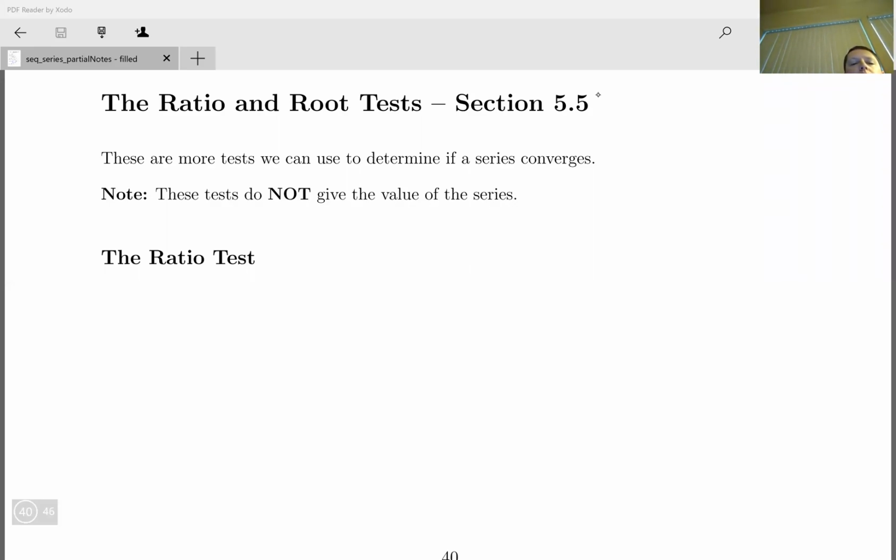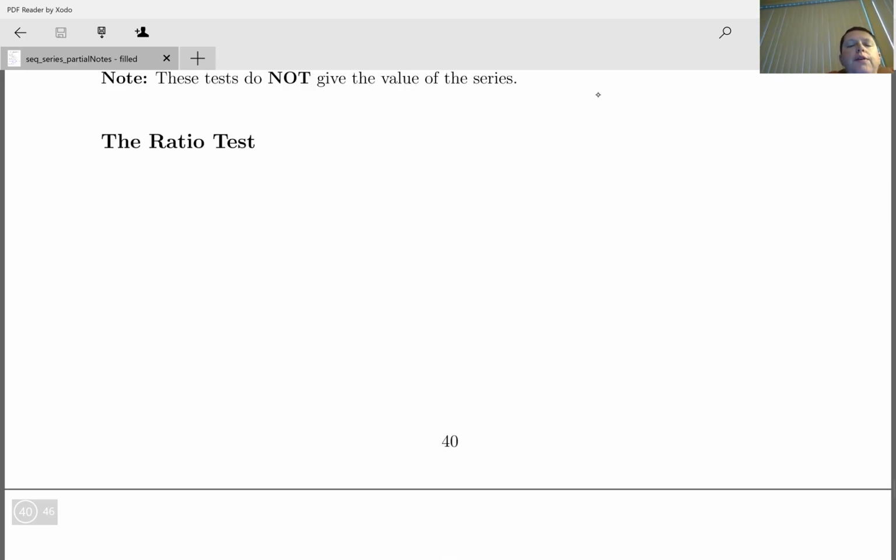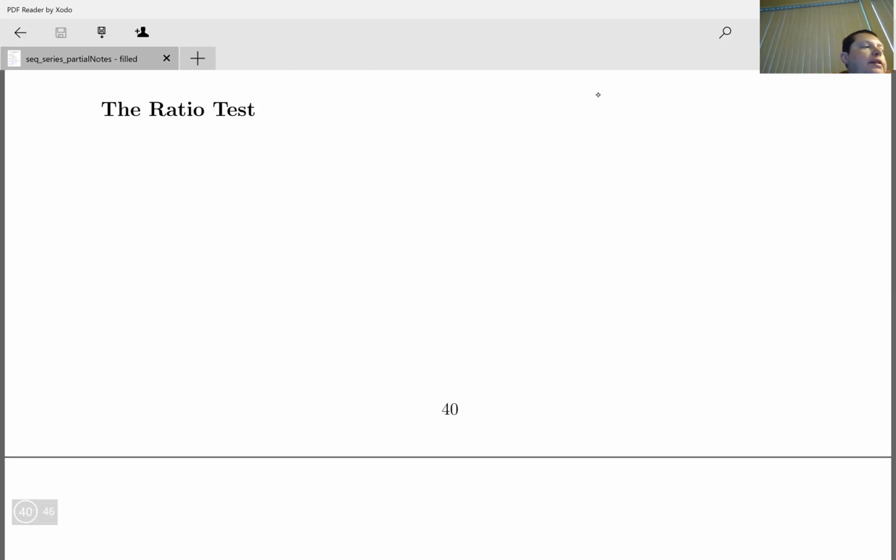Alrighty then. So in this video, or this lecture, we're going to talk about the ratio and root test. Well, actually, we're just going to talk about one of those, and those are the last tests that we're going to talk about that we can use to determine if a series converges. Again, these tests do not give the value of the series. So the first test is the ratio test, and here's how it goes.